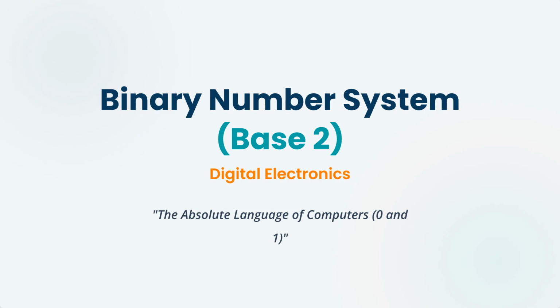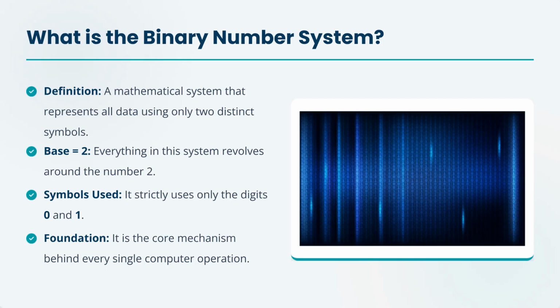Welcome to this video on the binary number system, also known as base 2, a fundamental concept in digital electronics. Binary, the language of computers, uses only the digits 0 and 1. The binary number system is a mathematical system that uses only two distinct symbols, 0 and 1. With a base of 2, everything revolves around this number. This system is the core mechanism behind every computer operation.